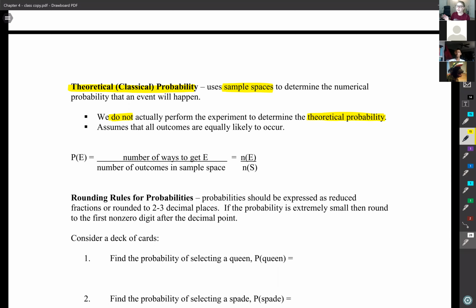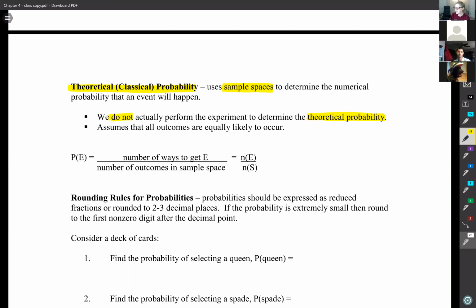We'll get to a part of probability where you actually conduct a form of experiment and then use that data to give a probability. But in theoretical probability, you don't actually conduct an experiment or do anything. You just use what we believe to be accurate in theory.